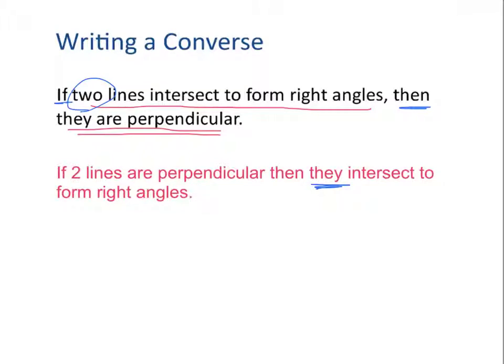Now in math, a lot of times when you have a definition, you can write the conditional, you can write the converse, and sometimes when you write the converse, it's not necessarily true. Now in this statement it is. If I look at the conditional up here, if two lines intersect to form right angles, then they are perpendicular. Yes, that's the definition of perpendicular. If I look at the converse, if two lines are perpendicular, then they intersect to form right angles. Yes, that's true also. So both of these are true. Sometimes when you write the converse, that statement is not necessarily true.